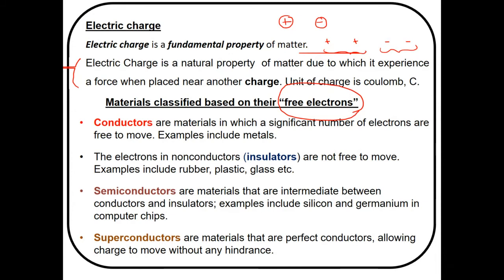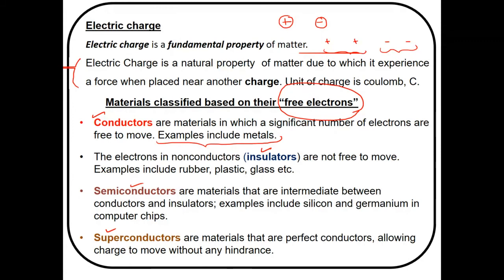Now, if you want to classify the material based on the free electrons, we can classify the material into four different types. What are they? We can classify them as conductors, insulators, semiconductors, and superconductors. So what are the conductors? If you take all the metals from the periodic table, all metals come under the category of conductors. So it has good conducting nature. We studied in thermodynamics heat transfer from hot region to cold region, and the formula for the conduction rate. Heat will easily move in a conductor.